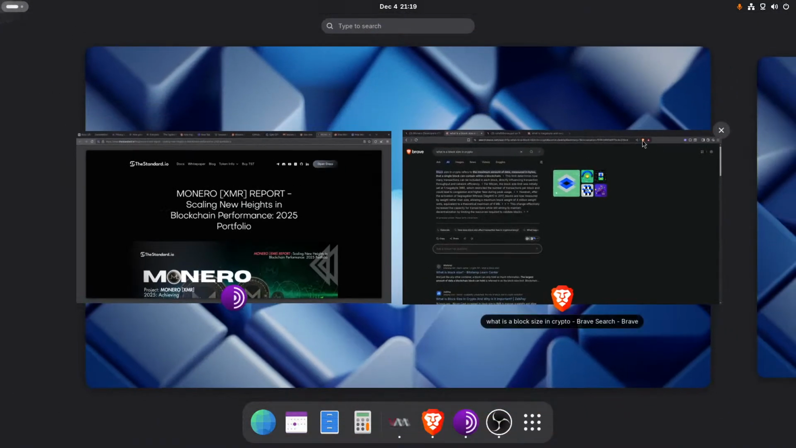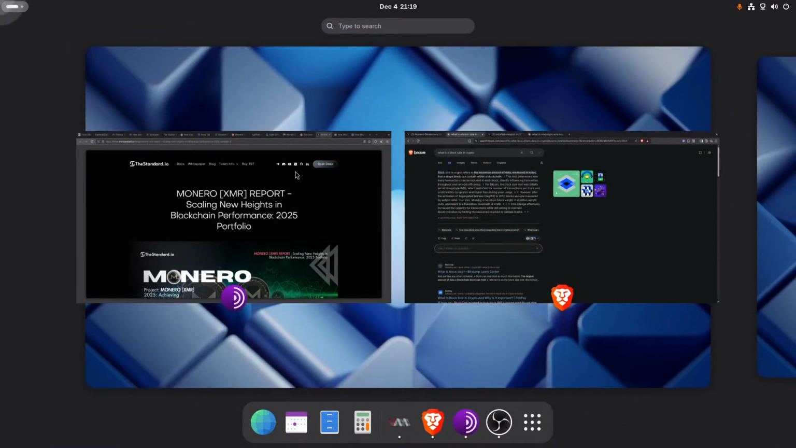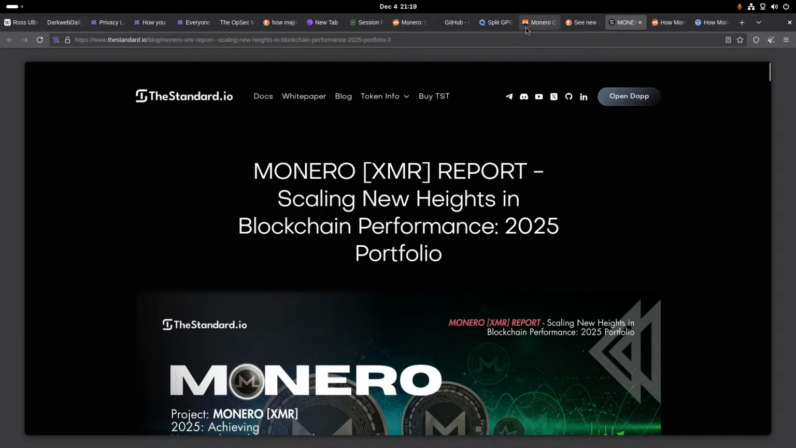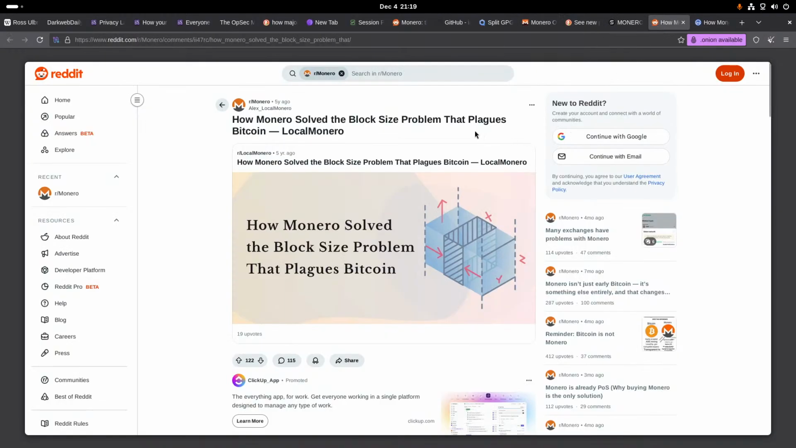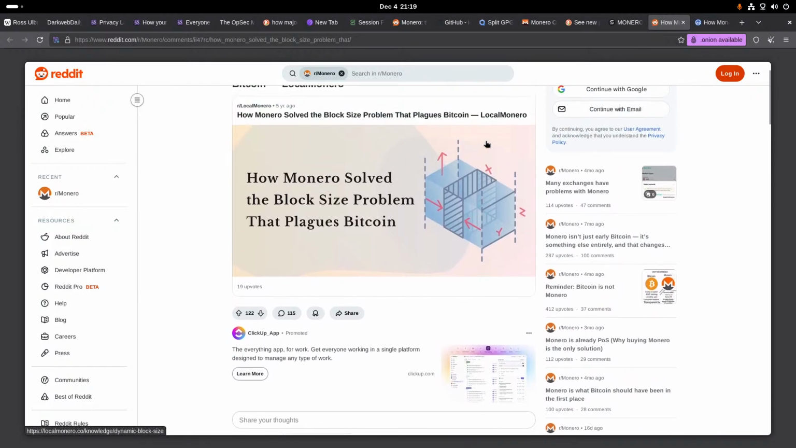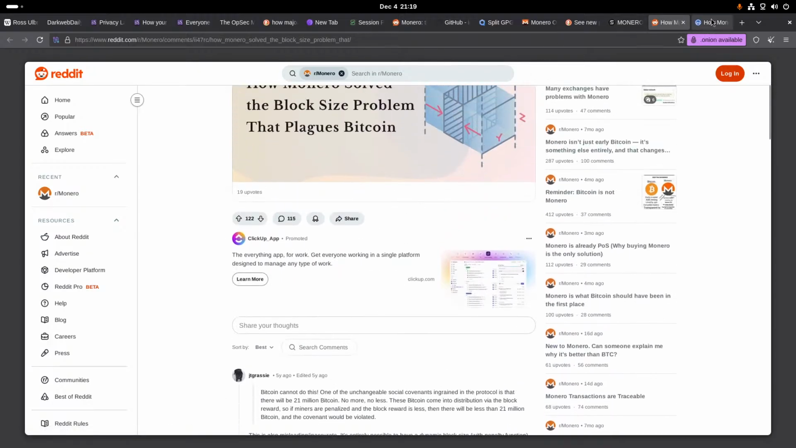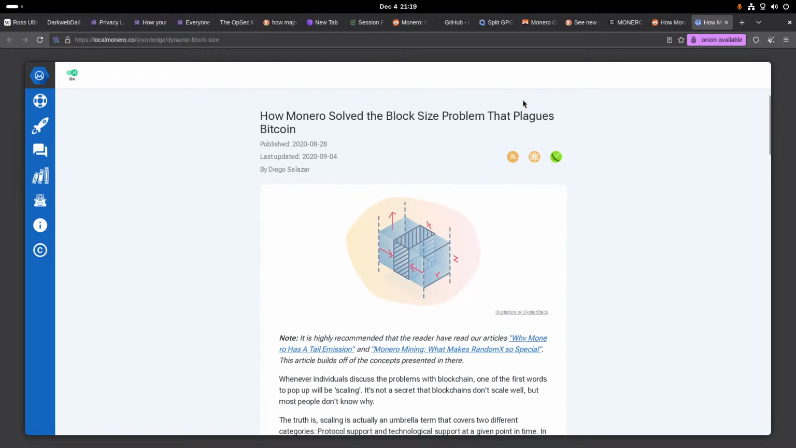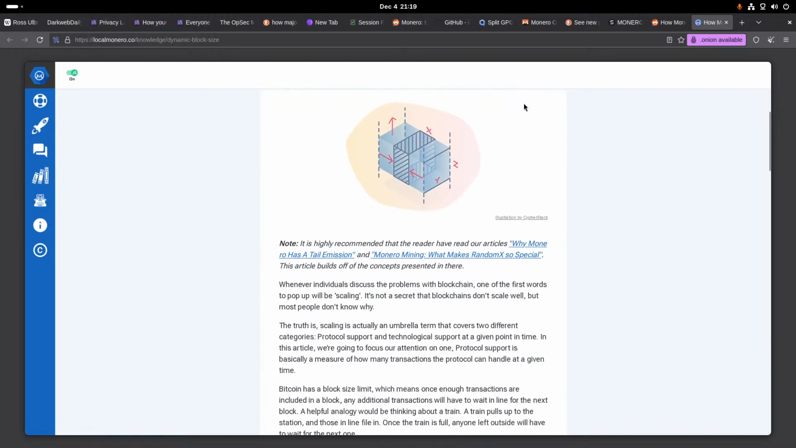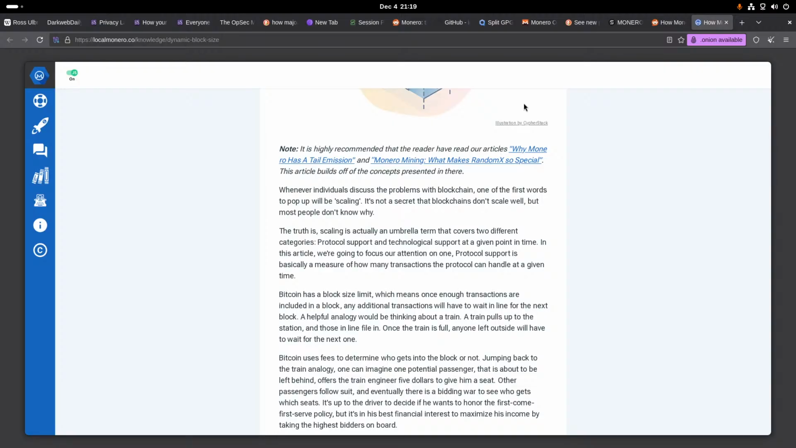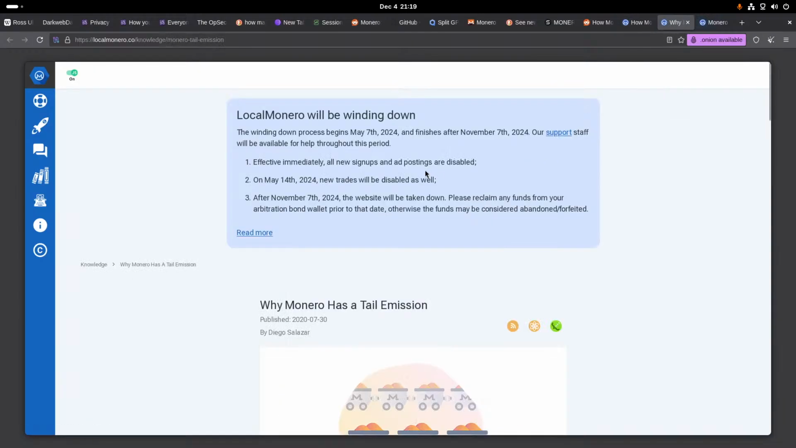And then there was this. Not that. This. Nope. Here we go. How Monero solved the block size problem that plagues Bitcoin. It is highly recommended that the reader have read the articles on why Monero has tail emissions, and Monero mining, what makes RandomX so special? Yeah, we'll read those first.